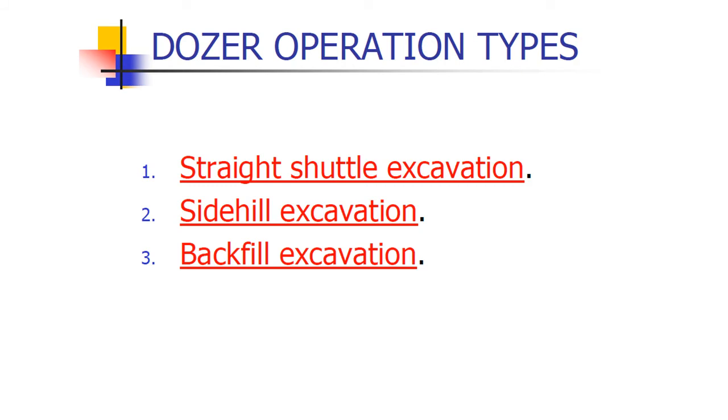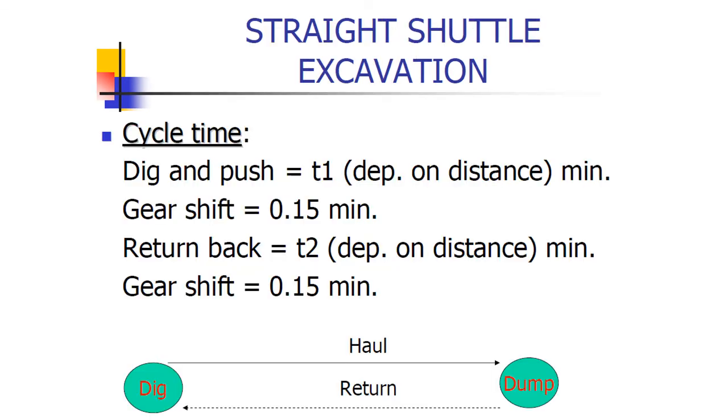So that takes us to the dozer operation types. You have one of three modes of operation of dozers: either what's called straight shuttle excavation, or side hill excavation, or backfill excavation. The straight shuttle excavation is something very simple. You dig and push. This is the first step.